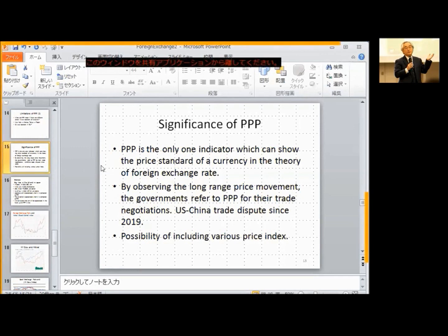There is a trade dispute between US and China, as you see in the next slide. By observing the long-range price movement, the government referred to PPP for the trade negotiations. So the US is condemning that the Chinese government is intentionally depreciating the Chinese yuan to accelerate the export from China to the United States. When people make that kind of accusation, they really calculate the PPP between two countries. So there are political implications or policy implications for using the PPP.